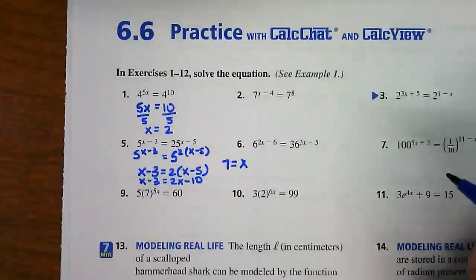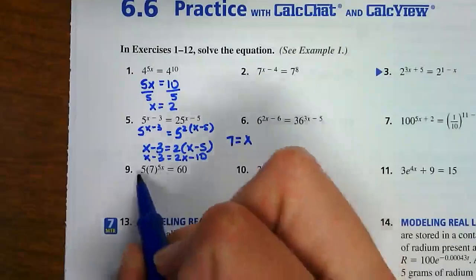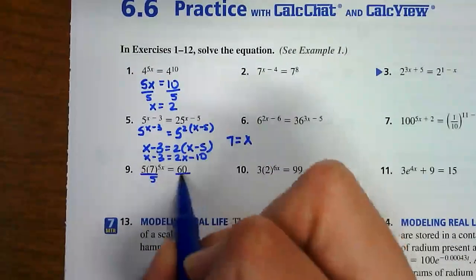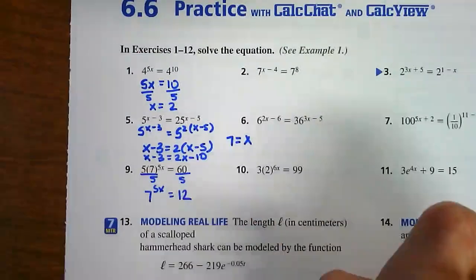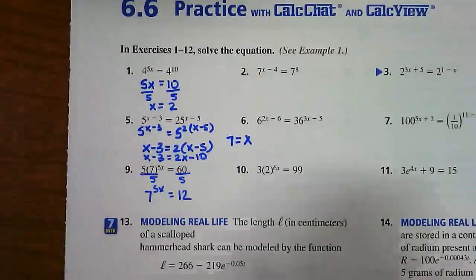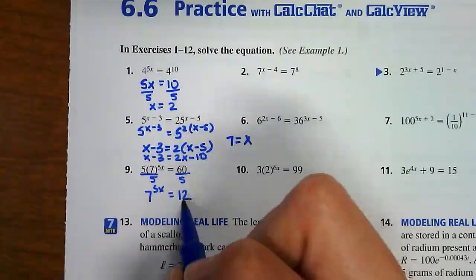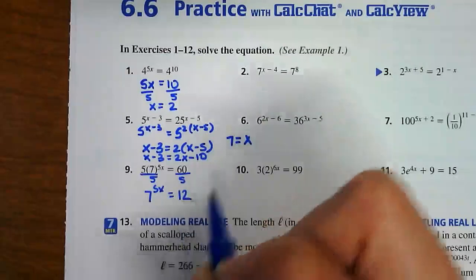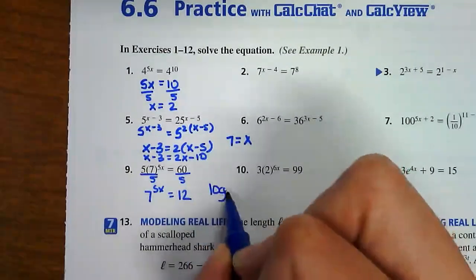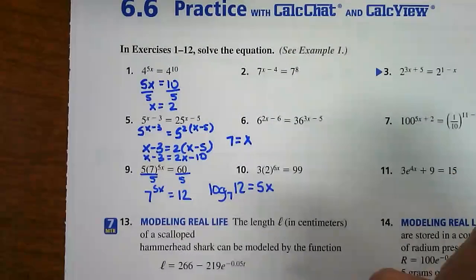All right, then the next one that we have is number 9. Number 9, we don't have like bases. I could divide by 5 on both sides, and I get 7 to the 5x is equal to 12. That simplifies it a little bit. And now, since I don't have like bases and there's no way to rewrite a 12 as a base 7, I'm going to write this as a log. So I'm going to say log base 7 of 12 equals 5x.